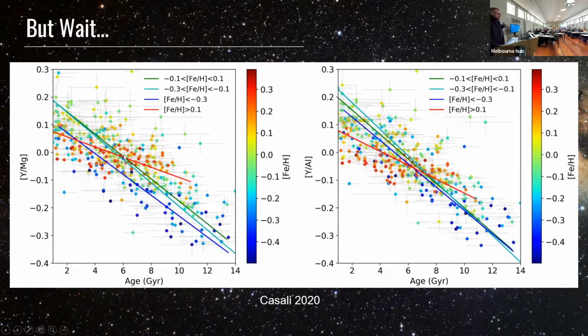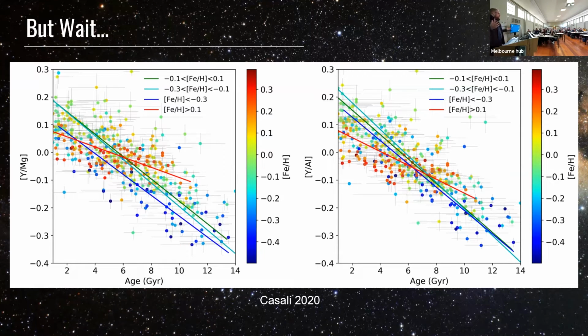If you look at very metal-rich stars, that's stars following the red trend line, you can see that the slope is shallow, right? So the yttrium to magnesium trend with age is not very steep for these metal-rich stars. Now, if you look at very metal-poor stars, stars less than minus 0.3, they follow the blue line here. And that's, again, a very steep curve. So there's a large change in yttrium with age for these metal-poor stars. So what's happening here? What we think is going on is that the metallicity is reflecting the birth radius of the star.